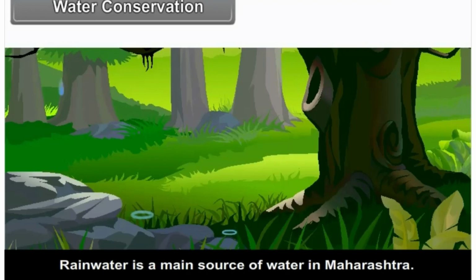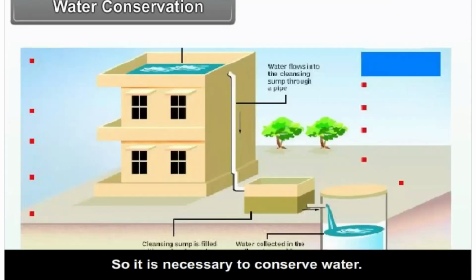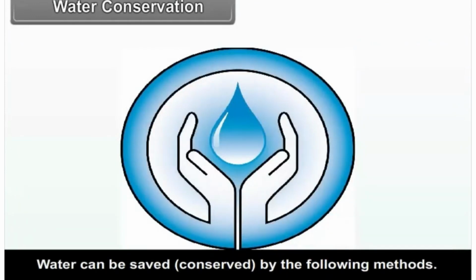Water conservation. Rainwater is the main source of water in Maharashtra. Maximum area of Maharashtra is under drought-prone area, so it is necessary to conserve water. Water can be saved by the following methods.